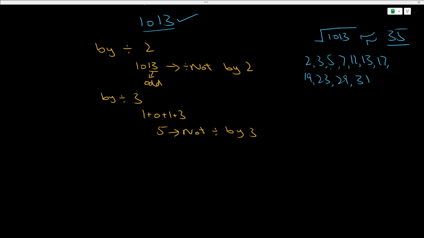Same for 5, 7. We will do long division to check if the number is divisible by 7, or you can use a calculator to check whether 1013 can be divided by any of these numbers. If the result is yes, if 1013 can be divided by any of these numbers, then we can say 1013 is composite. Otherwise, it's a prime number. I have checked all the numbers, and 1013 cannot be divided by any of them. So I can say 1013 is a prime number.